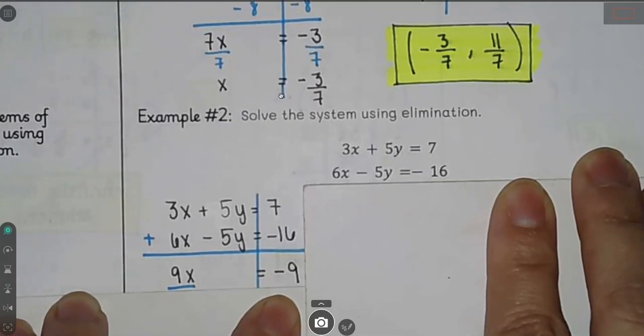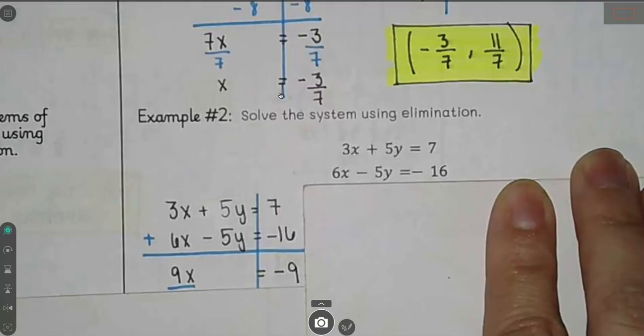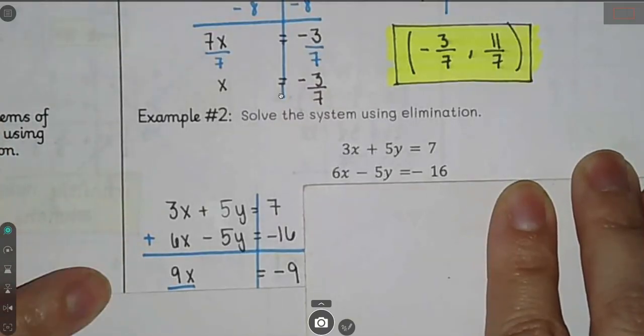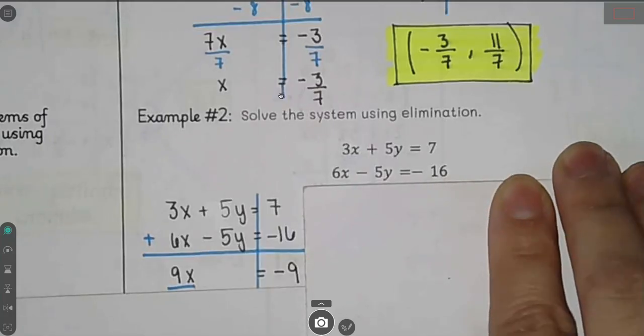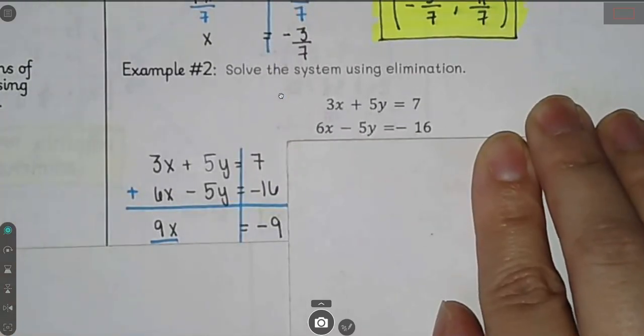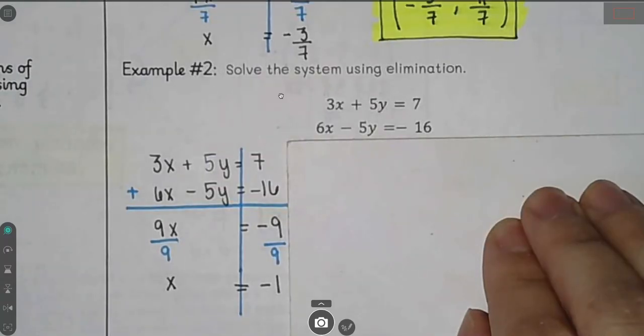If you do this right, one of your variables will be eliminated, hence the name elimination. If after adding or subtracting you end up with an x and a y down here, or whatever your two letters are, something went wrong. Once you add or subtract vertically, one of your variables should go away if you did it right. So from here, I'm going to divide both sides by 9. X equals negative 1. Did that make sense? Okay, so as you can see, much faster, right?